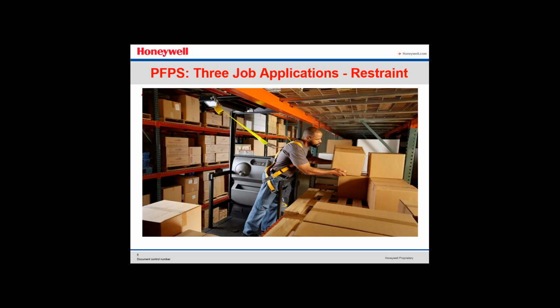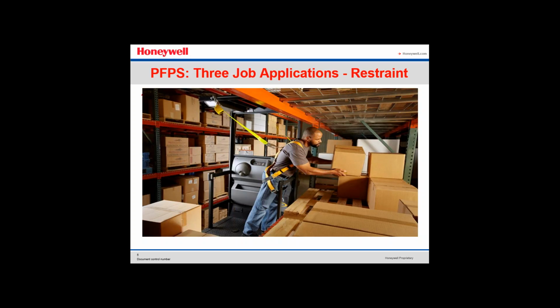So to make this as easy as I can, what I usually talk about is that the worker, if they're going to be working at height, has three options for a job. Those three options are: I can either set myself up for restraint application, positioning application, or fall arrest.